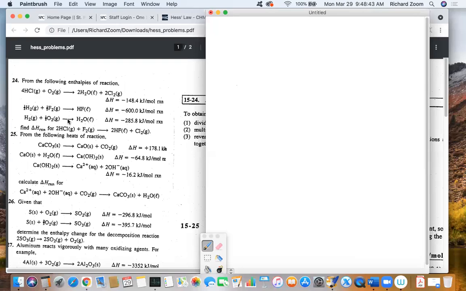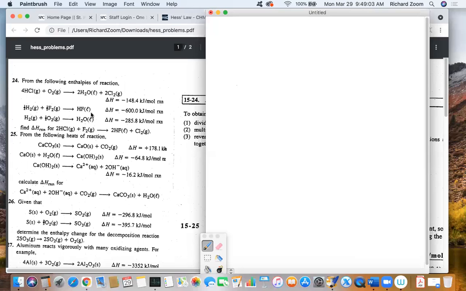All right, so now we have a bit of a better grounding about what we're looking for. This is the final reaction. 2HCl plus F2 gives 2HF plus Cl2. That's what we're looking for. We don't have the delta H for that reaction. We do have the delta H for these 3 up here. So we're going to manipulate these 3 in order to get this one here.